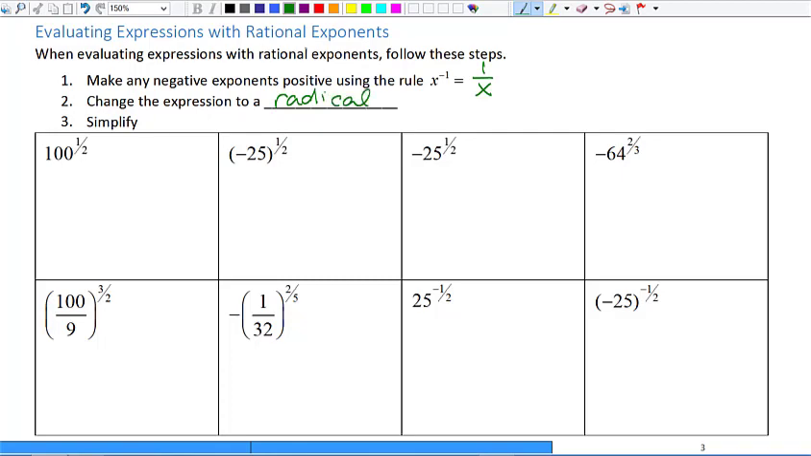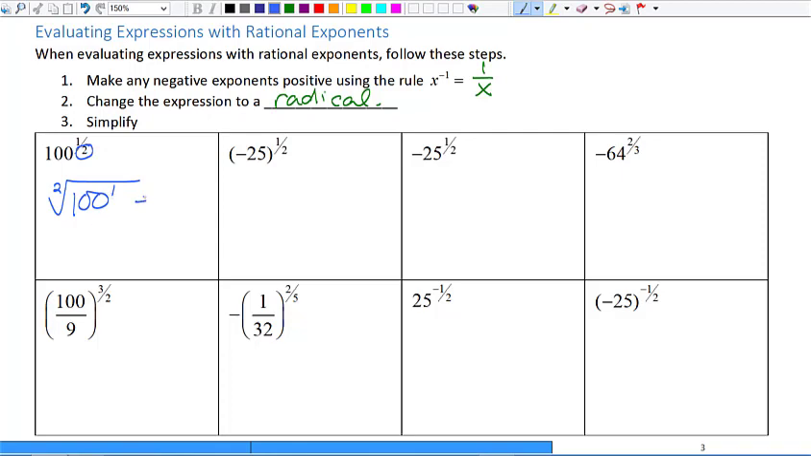Evaluating expressions with rational exponents is hard to do in your head, but we know how to evaluate radicals in our head, so if we change it to a radical, then we can do step 3, simplify, much easier. On the first problem, 100 to the 1/2, the little 2 in the denominator becomes the index of the radical. Then on the inside I have 100 for my radicand raised to the 1.